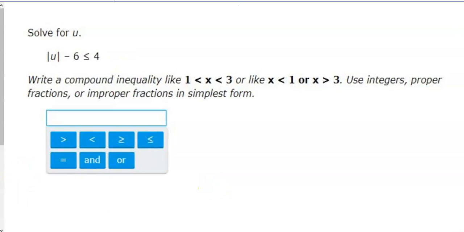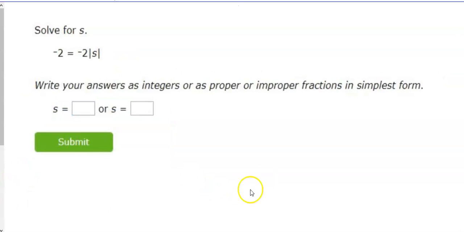Hello math students, you've been assigned some IXLs today and I wanted to go through a couple of examples from each one to ensure that you can work as efficiently as possible.